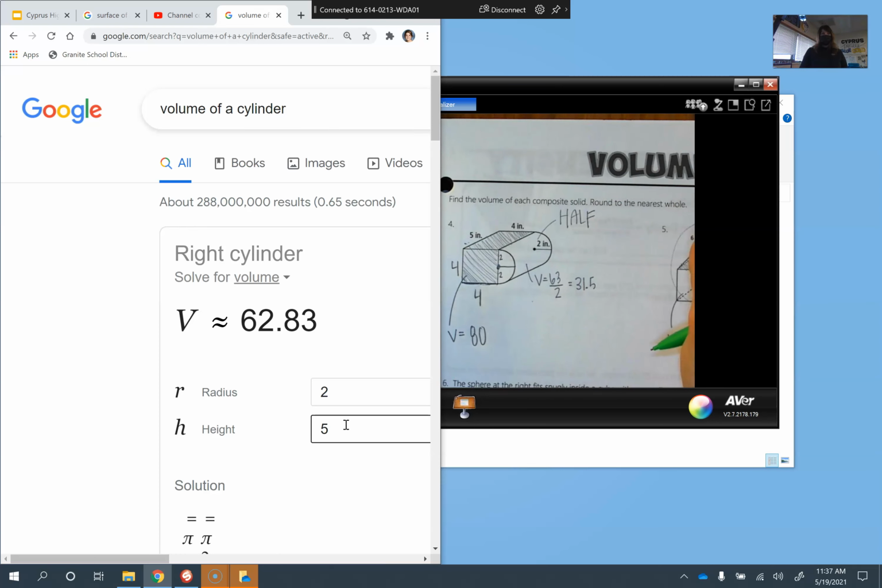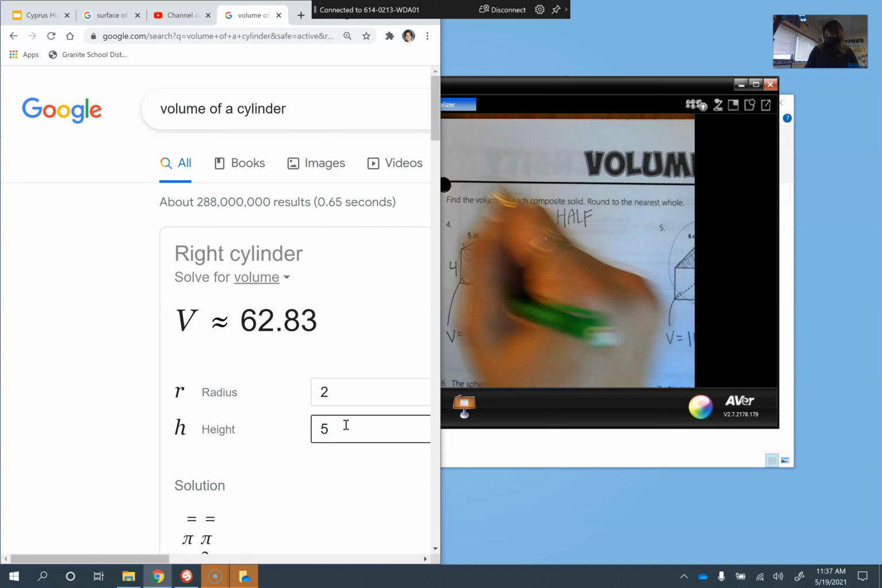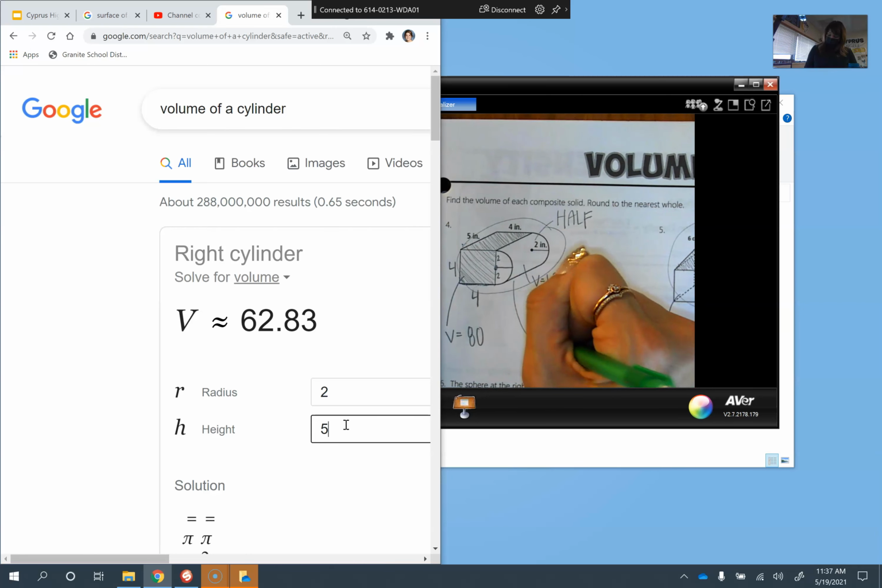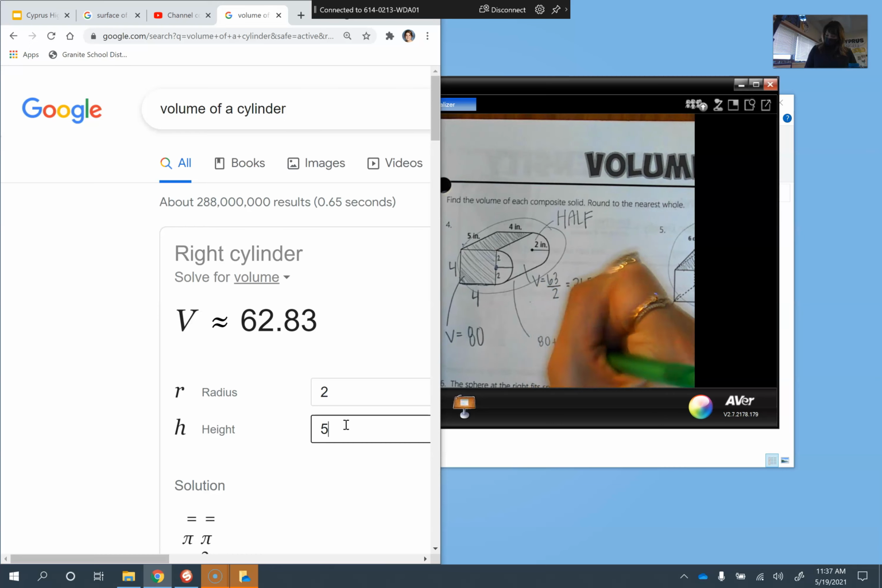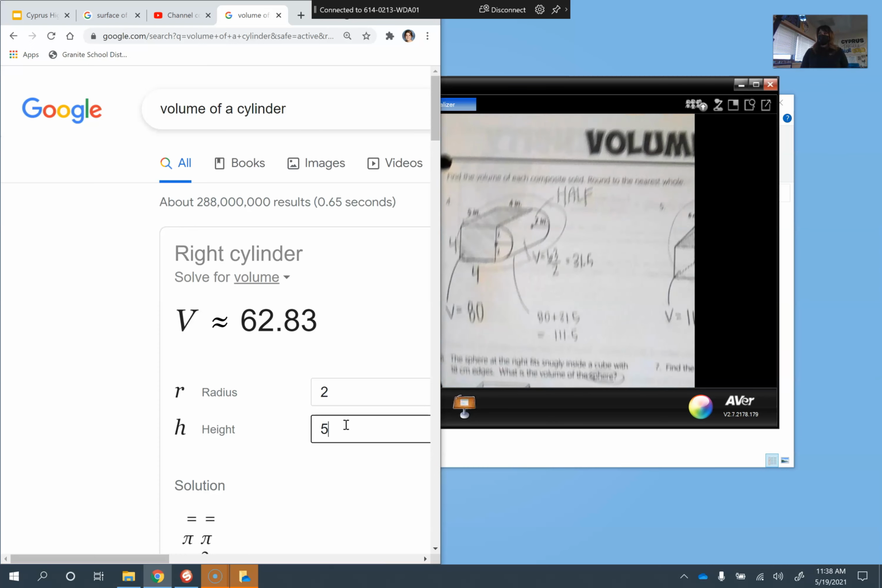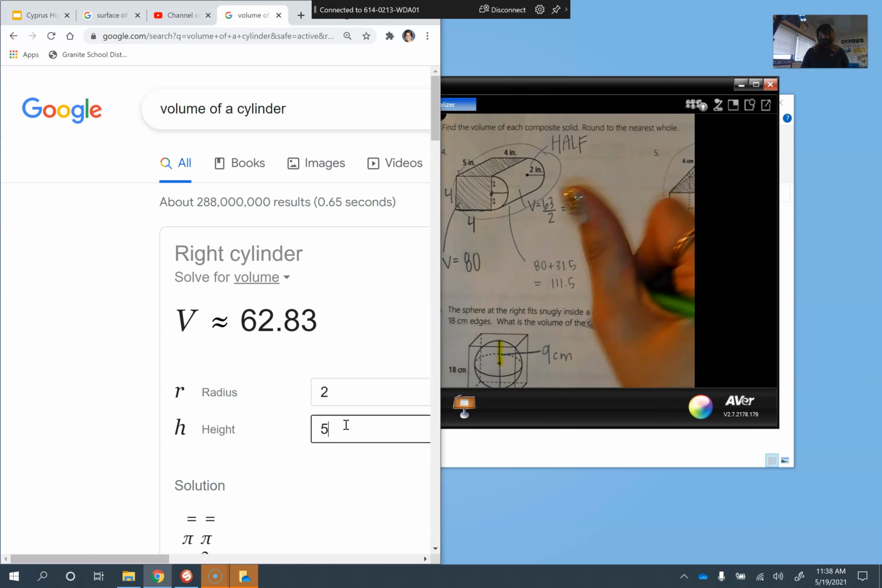Is that what you guys got? Was that a yes? So for the overall shape, you add them, 80 plus 31.5, and we get 111.5 inches cubed.